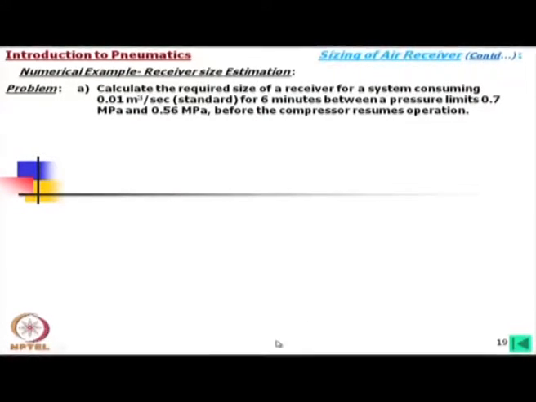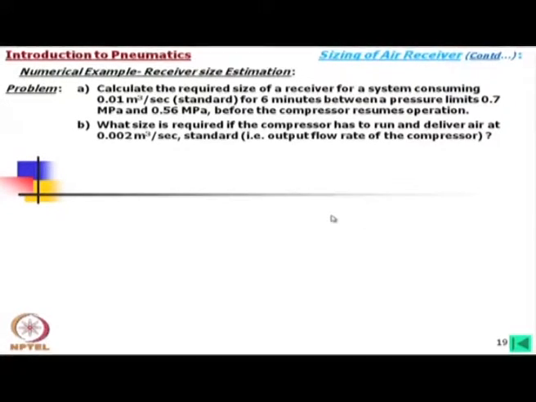So, again we consider another problem: calculate the required size of a reservoir for a system consuming 0.1 meter cube per second standard for 6 minutes between pressure limits of 0.7 megapascal and 0.56 megapascal before the compressor resumes operations. That means, this is the maximum limit where the compressor will be stopped, and this is the minimum limit when again the compressor will start. What size is required if the compressor has to run and deliver air at 0.002 meter cube per second standard?